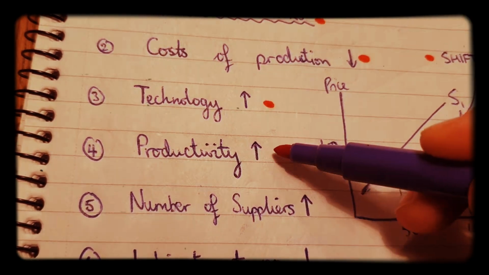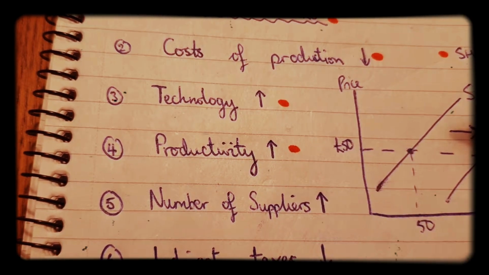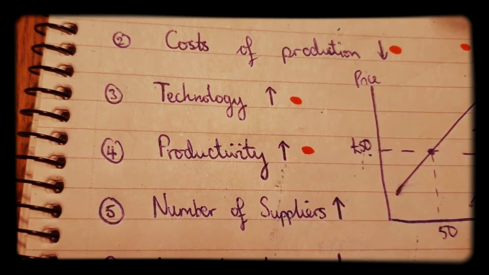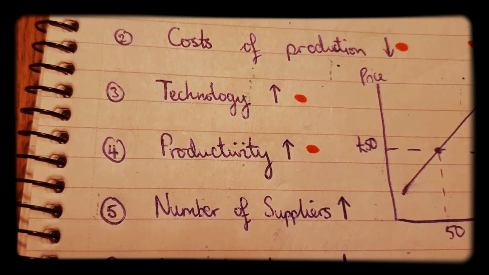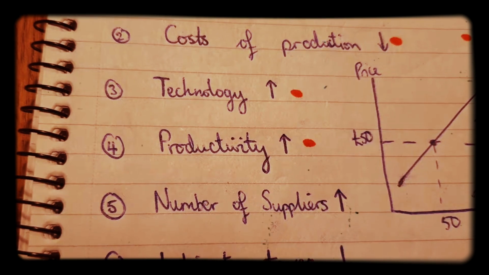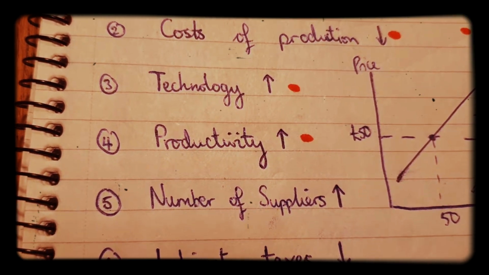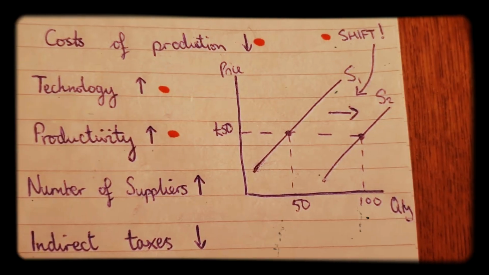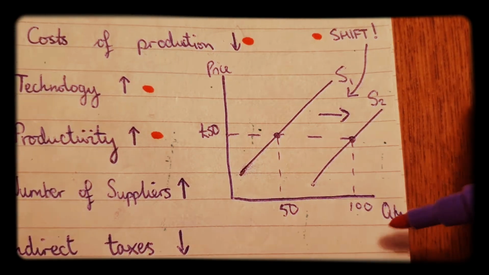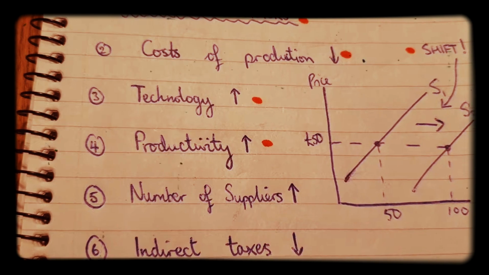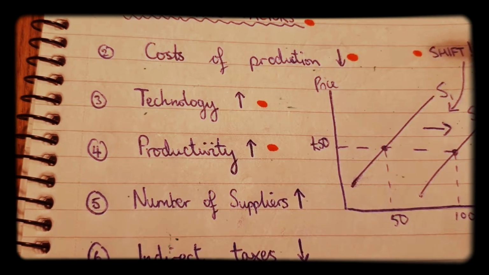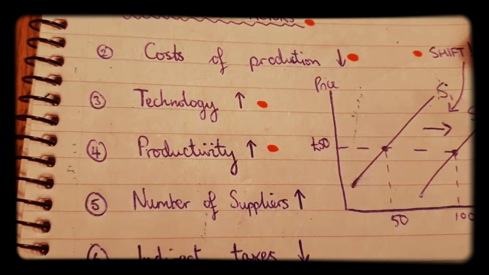Another factor is productivity. So productivity is how much output, in the case of labor productivity, how much output there is per worker in a given period of time. So if your workers are able to output more in a given period of time, then that means you're going to be able to make more units. And for the firm, the labor is going to be able to make more units for the same wage.